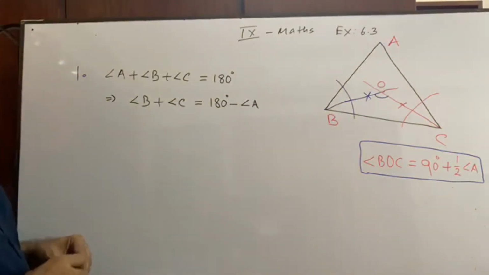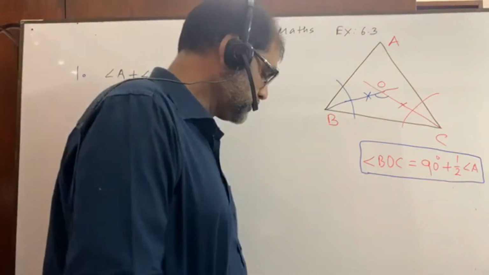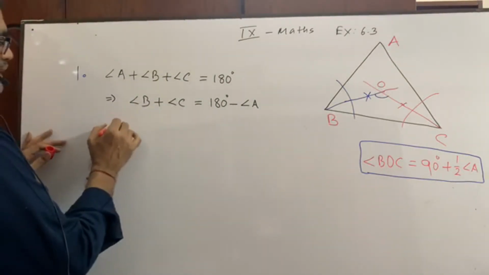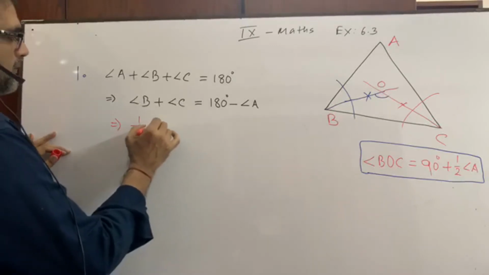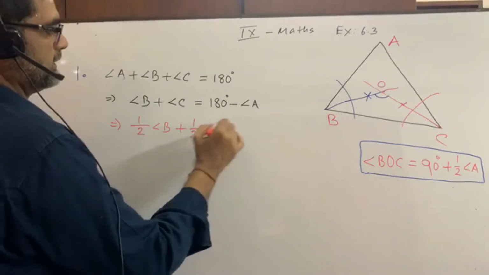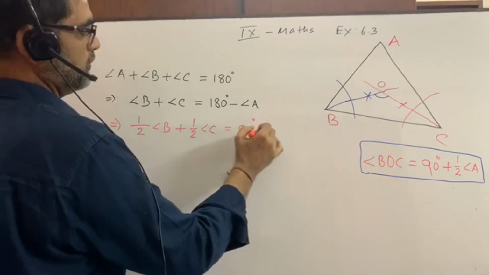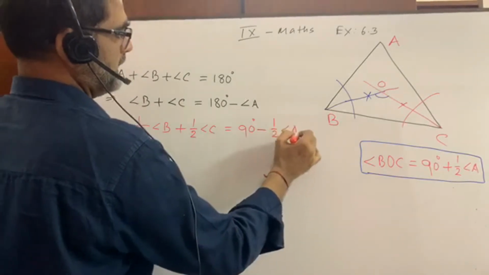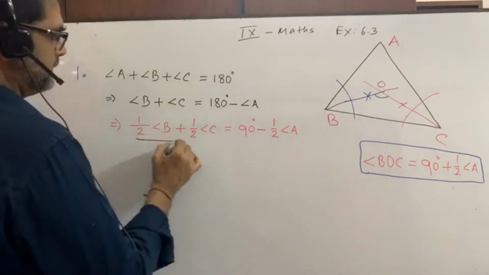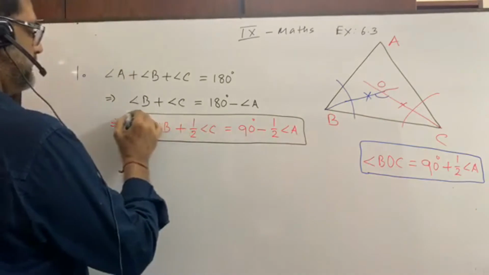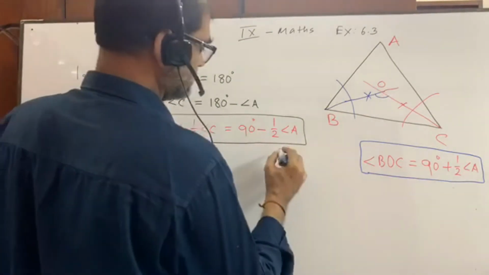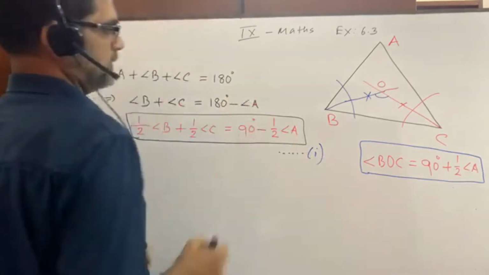Now you see the proof. In the proof we have half of angle A. Then what should we do? We must multiply both sides by half. As per the requirement of the proof, I am going to multiply by half: half angle B plus half angle C equals 90 degrees minus half of angle A. Okay, have you seen it? This is the most important part here. This is equation 1, suppose.